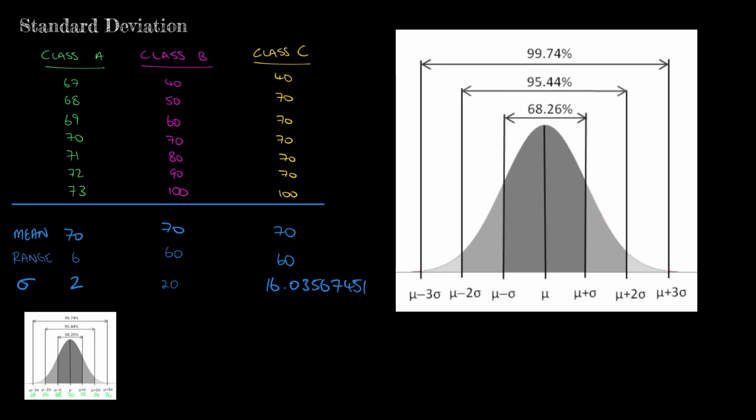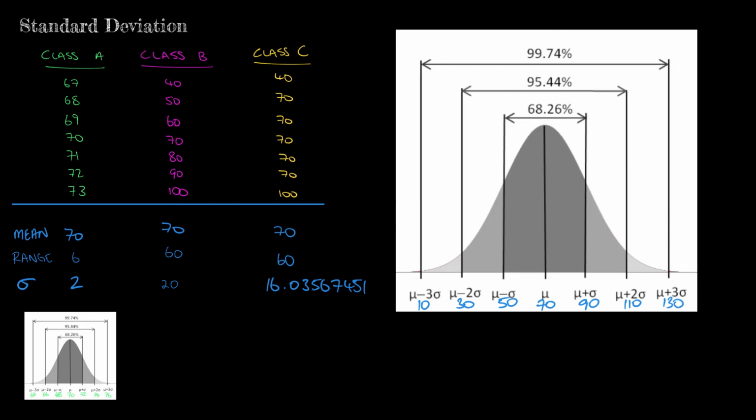Now I'm just going to represent class B. Class B had an average of 70 and a standard deviation of 20. So this went down to 50. This went up to 90. This went down to 30. This went up to 110. This went down to 10. And this went up to 130.